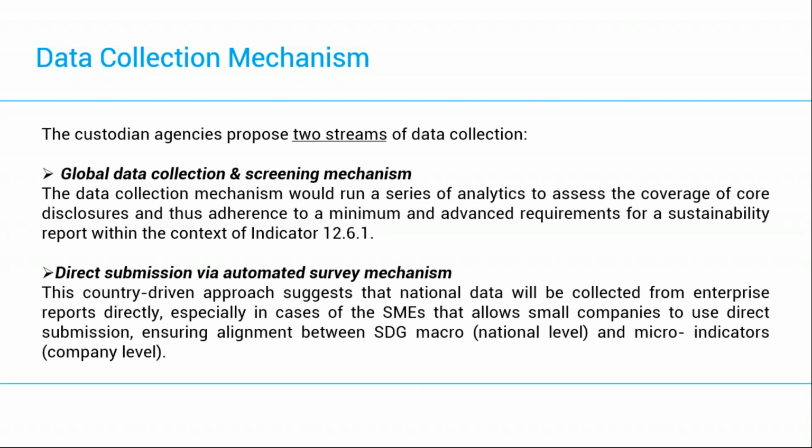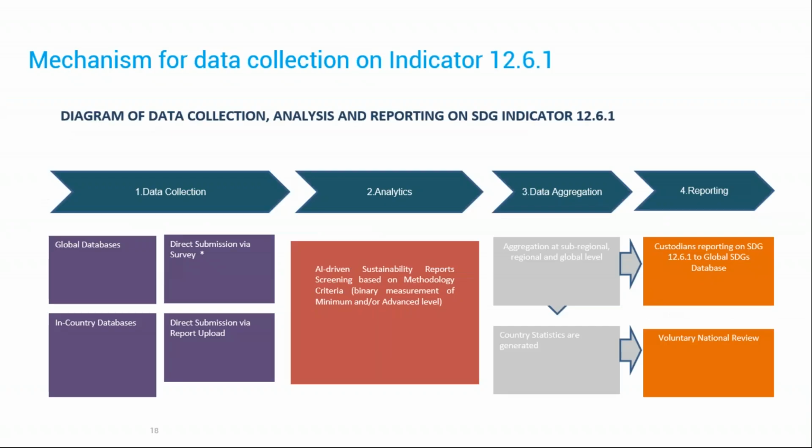In the next slide, we have a diagram that explains the main phases of the project. The first one, as explained earlier, is the data collection. Basically, the algorithms are going to be looking at global databases in addition to country-specific databases, as well as the survey mechanism, and it's also going to give the option for upload. So companies, if they haven't submitted the report to a global, regional or national database, will have the option to upload the report so it can be analyzed and assessed to be counted towards the indicator.